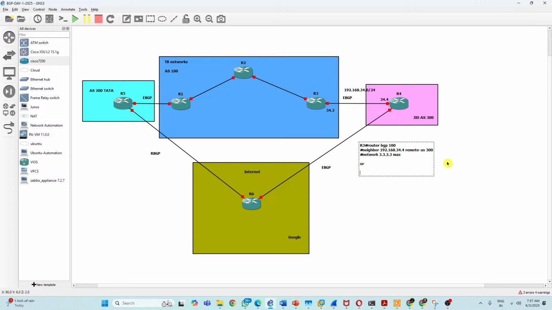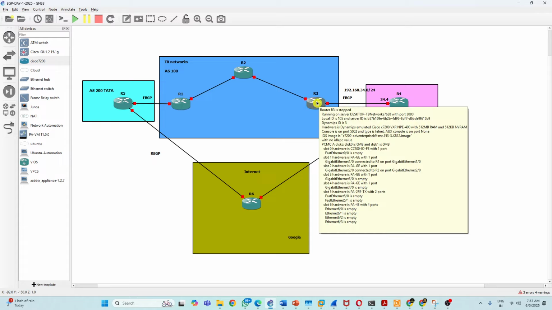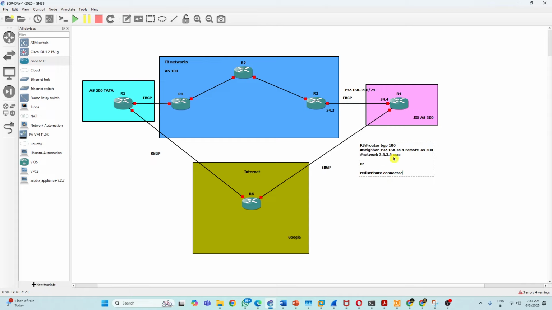Or else, in Cisco we have a feature called redistribution, right? Redistribute connected. If you give this command, whatever routes are directly connected, 3.3.3.3 is assigned to loopback 0 and 34.0 is directly connected, those directly connected routes will be redistributed into BGP. Is it clear, everyone? Yes, sir.